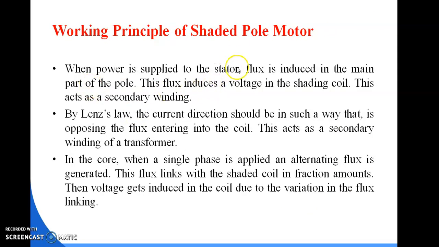When power is supplied to the stator, flux is induced in the main part of the pole. This flux induces a voltage in the shading coil, which acts as the secondary winding. By Lenz's law, the current direction should be such that it opposes the flux entering the coil. This acts as the secondary winding of a transformer. In the core, when a single phase is applied, an alternating flux is generated. This flux links with the shaded coil in fractional amounts. Then voltage gets induced in the coil due to the variation in the flux linking.